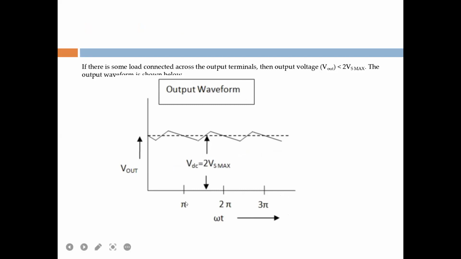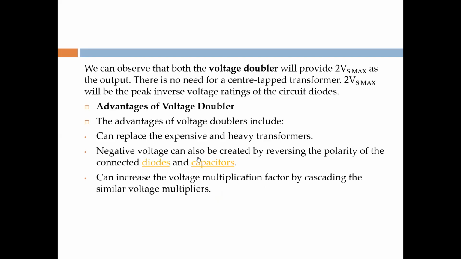The DC output is equal to 2 Vs maximum. Nothing more, simple. The construction is very simple, with no complication. D1, D2, C1, C2 are placed depending upon their usage as a half wave doubler circuit or a full wave doubler circuit. Otherwise, the components are the same.